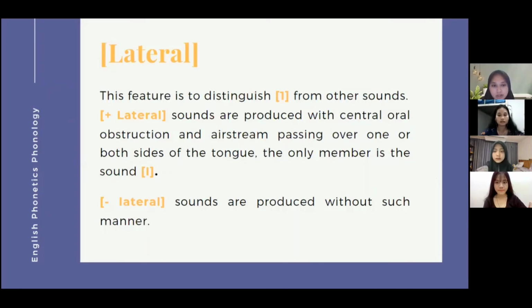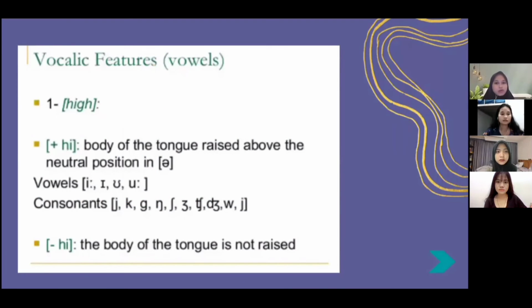And the last one is lateral. This feature is to distinguish l from other sounds. Plus lateral sounds are produced with central oral obstruction and airstream passing over one or both sides of the tongue. The only member is the sound l. Minus lateral sounds are produced without such a manner feature.